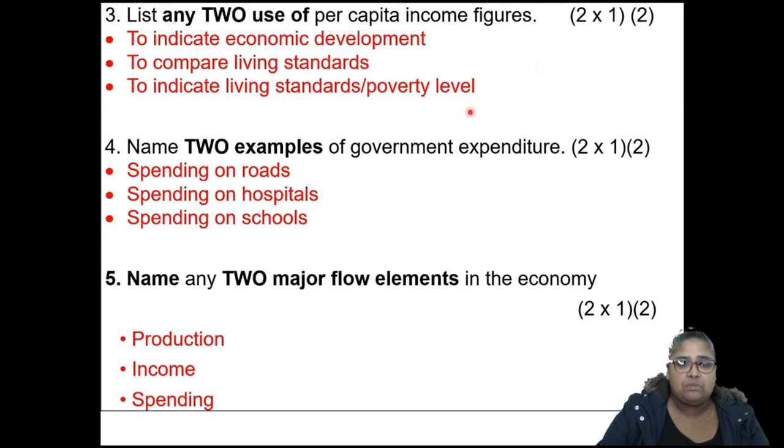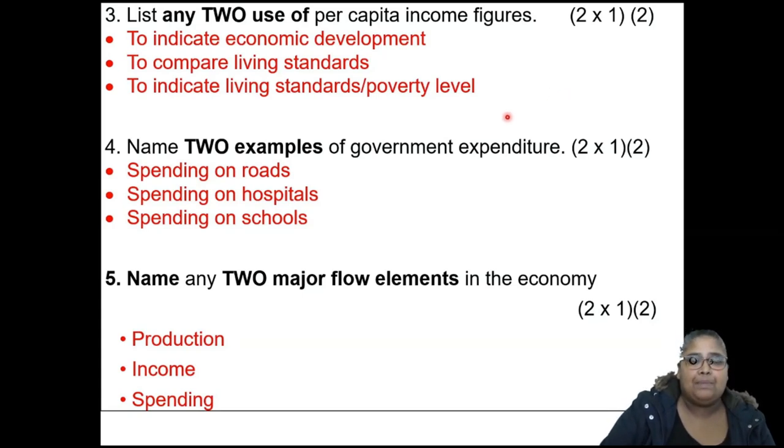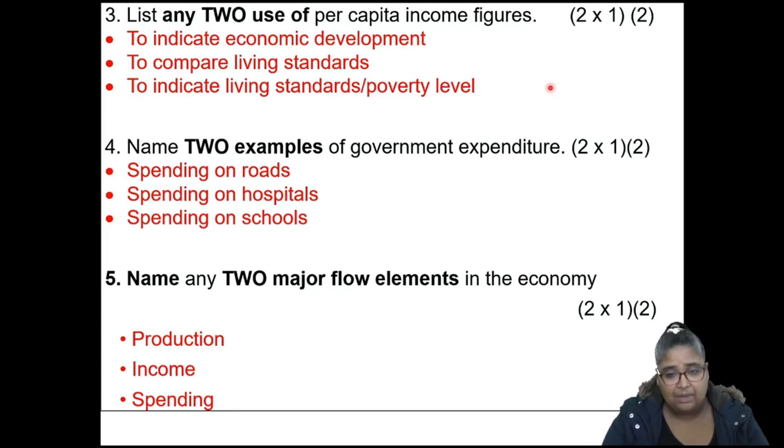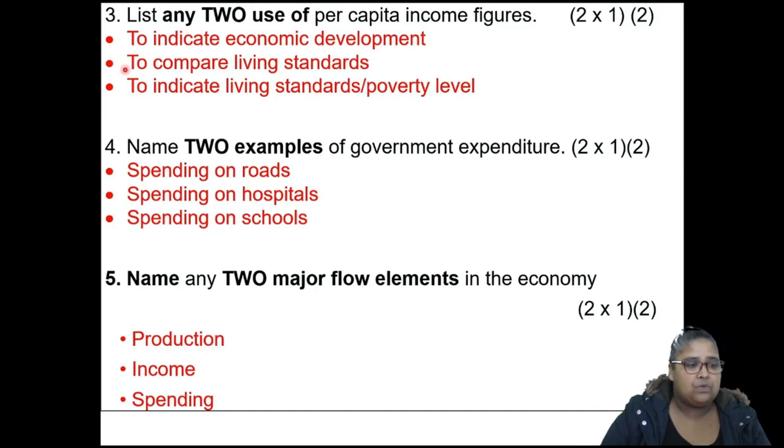So these are possible answers: to indicate economic development, because the higher the per capita income, the higher the standard of living of the citizens in a country. Okay? If we know the per capita income levels, for example, if we look at South Africa and compare South Africa with another developing country. So for the second bullet, to compare living standards, we compare the standard of living in, let's say, South Africa and Zimbabwe, South Africa and Brazil, countries that are sort of on the same level development-wise. So to compare those types of things. And it can also indicate your living standards, which goes hand in hand with the levels of poverty experienced in a certain country. Okay, so basically that's the importance of this type of information, like per capita income.